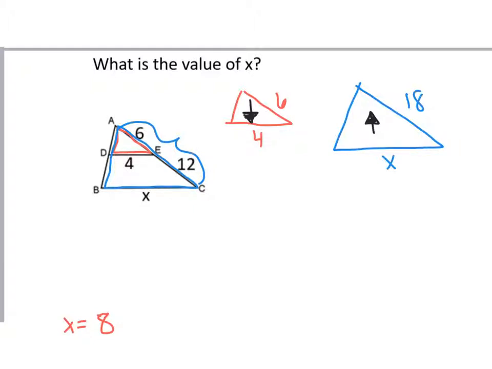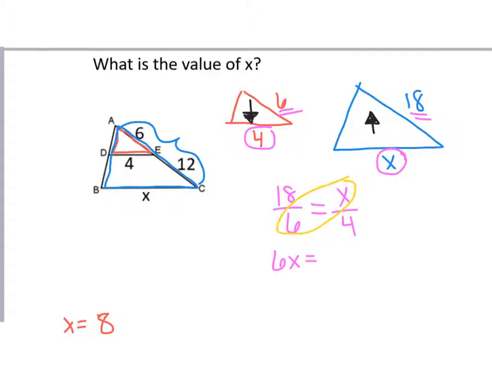So I'm going to compare the 18 to the 6, and then I'm going to compare the x to the 4. And notice again, I stayed consistent with what was in the numerator and what was in the denominator. That's key to solving these problems. Okay, so now I'm going to cross multiply. I'm going to have x times 6, which gives me 6x, equals 18 times 4, which is 72.